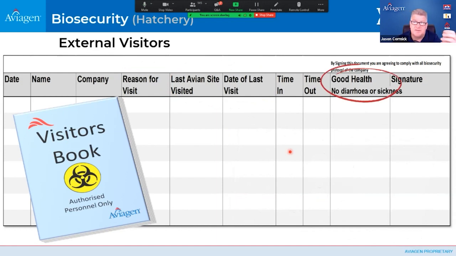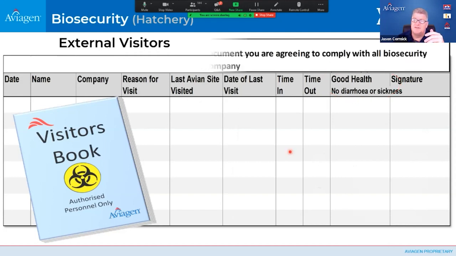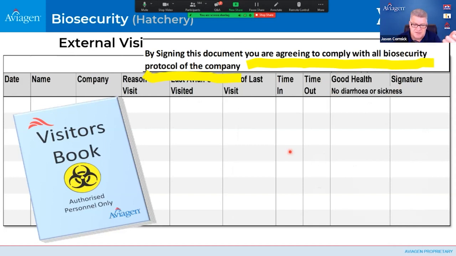The other one is a good health declaration. So no diarrhea or sickness, because they're typical salmonella symptoms. And the last one on here would be that little caveat that by signing the document they agree to comply with all the biosecurity protocol of the company. That means if they don't know what it is, they need to ask you. What we want to avoid is somebody coming to fix your HVAC and then walking around your chick room.